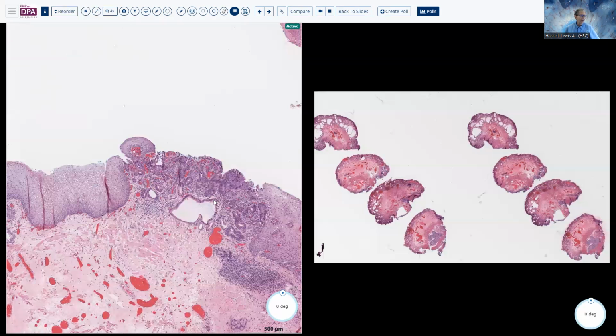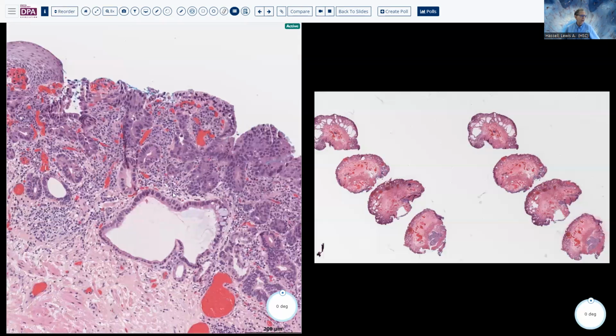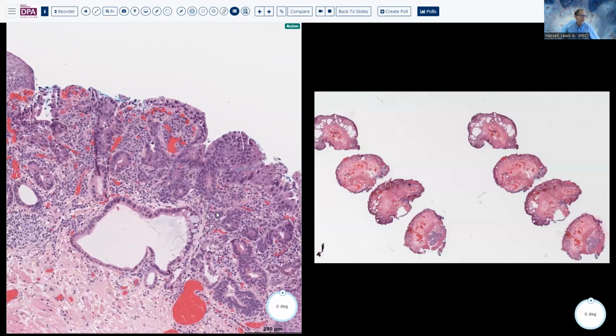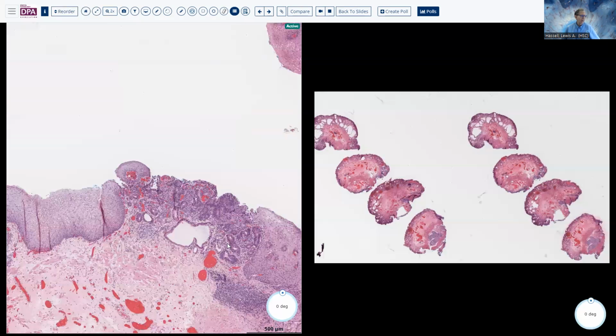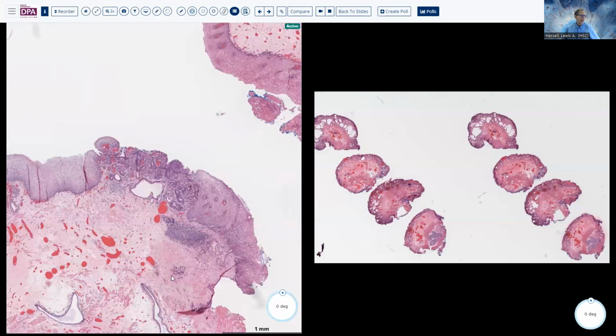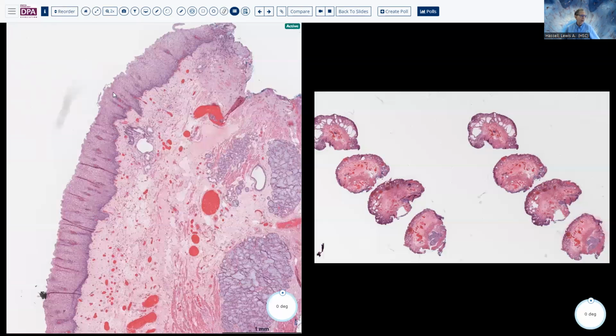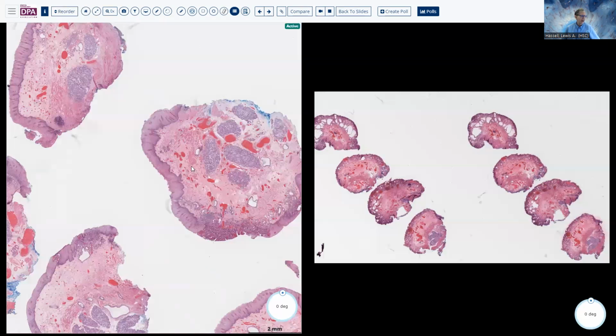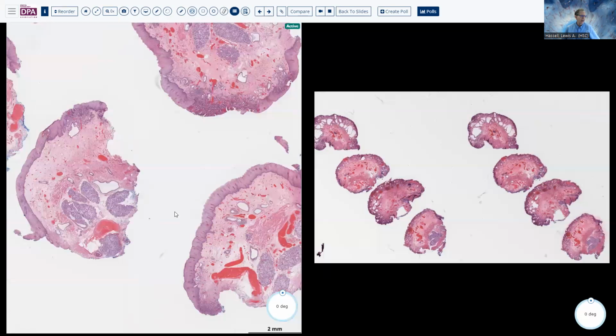And we can look at the other areas in here, and I think you'll see also here a pretty high-grade nuclear pleomorphism, disorganization of the glands. So calling this high-grade dysplasia should not be a challenge for you. And I think that's probably the main features we wanted to highlight here. You can look at these other areas at your leisure.